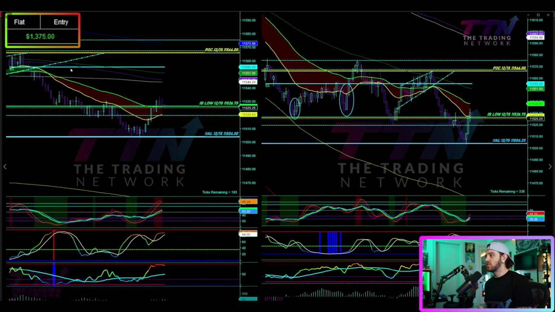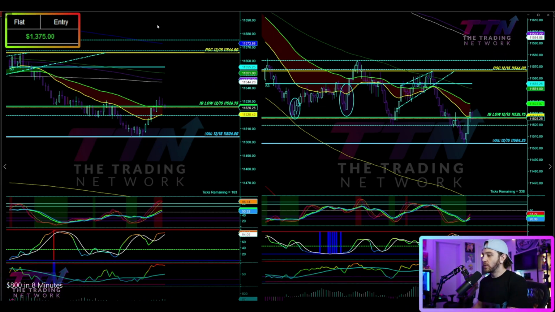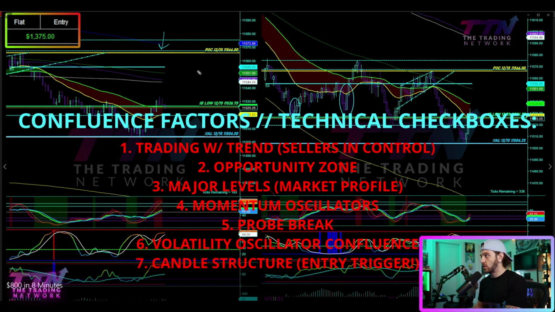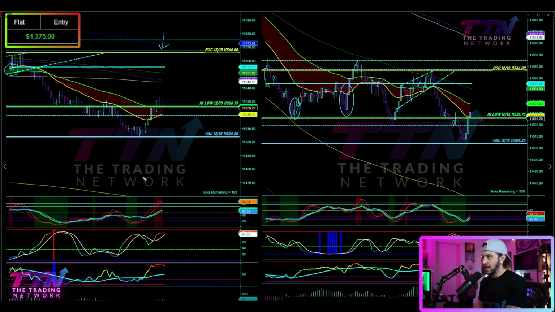So first and foremost, let's break down the technical confluence factors as well as the if-then scenarios that I created for this trade. So we had broken the current point of control, that was at 11,566. We proceeded to break down below Fibonacci pivot S3. We proceeded to break down below the initial balance low from December 15th at 11,526. So my thought process was, if price could not move back above the initial balance low and use this as support, then we were very likely to break it and retest for further downside.